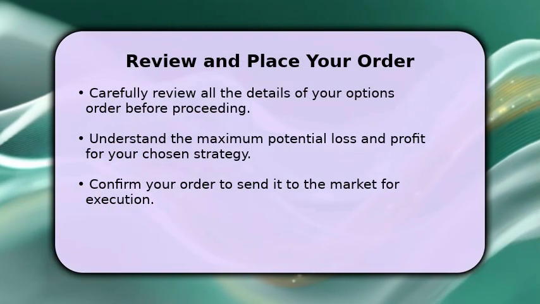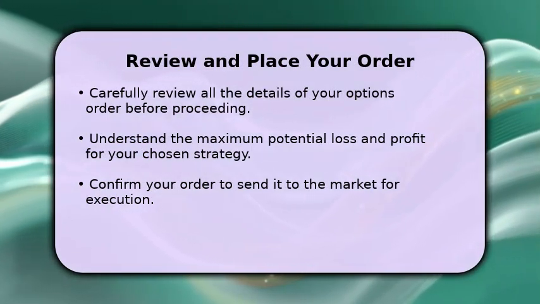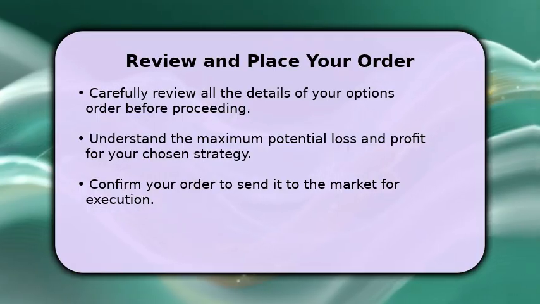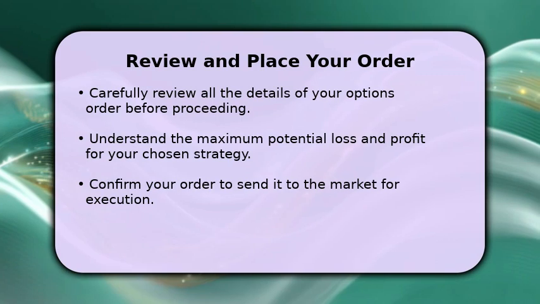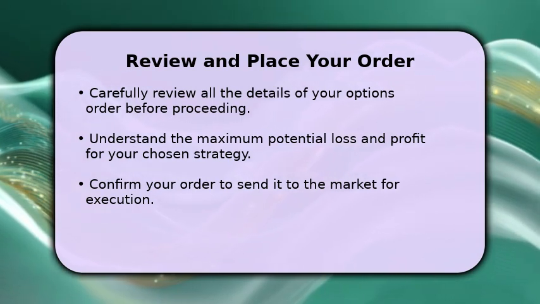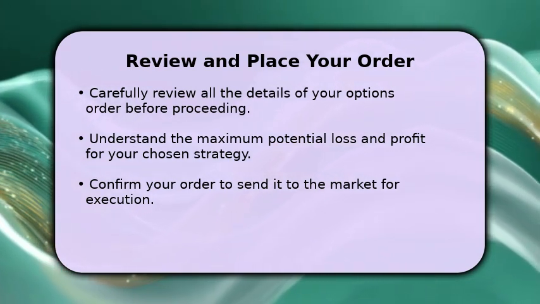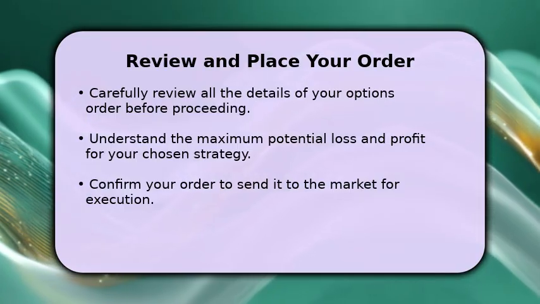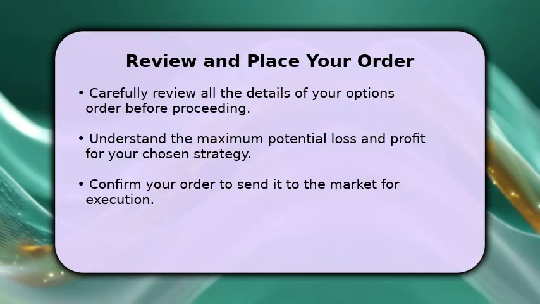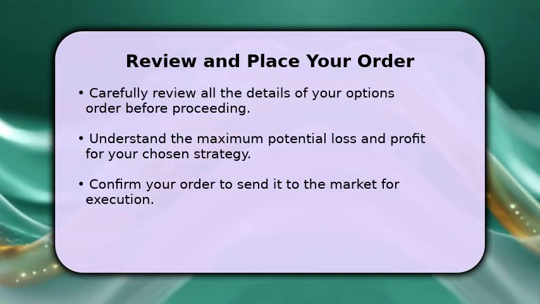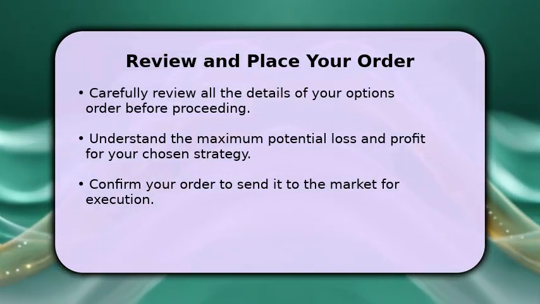Before you hit that final button, take a moment to review everything. Double-check the stock, expiration date, strike price, whether it's a call or put, and the number of contracts. Robinhood will show you the total cost and potential profit or loss. Make sure you're comfortable with these figures. Once you're confident, tap Review Order and then submit to place your trade.